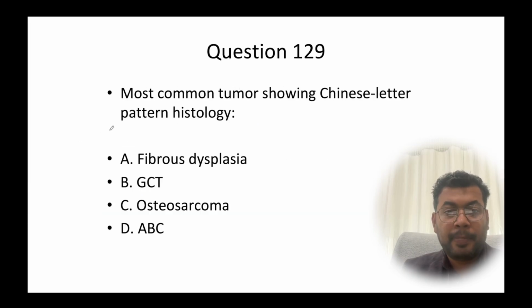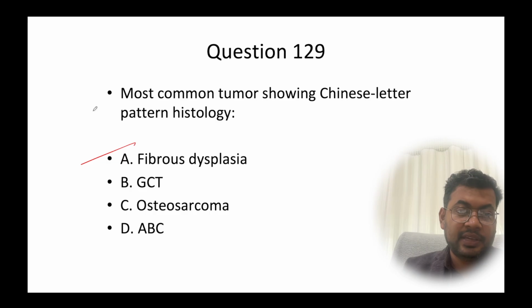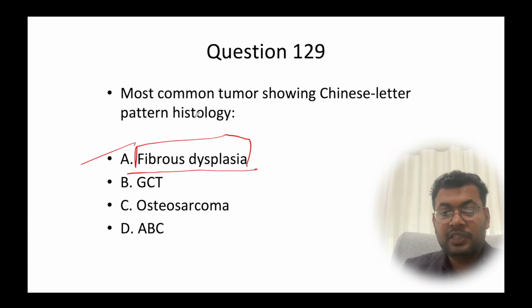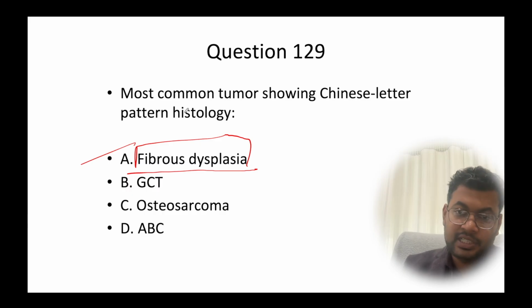C. Most common tumor showing Chinese letter pattern. Chinese letter pattern on histology. So the answer is A. This is how we identify the fibrous dysplasia on histopathology. So it shows Chinese letter pattern on histology. This is because of the irregular woven bone trabeculae that resemble Chinese letters.